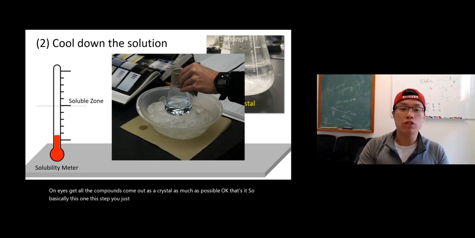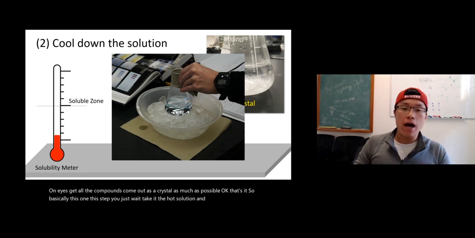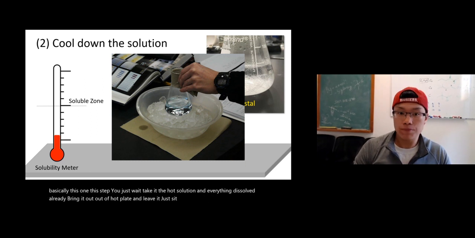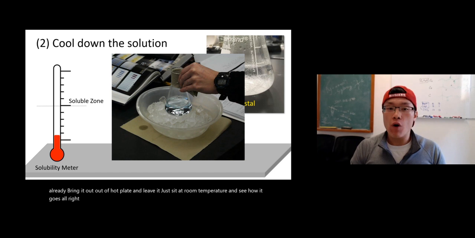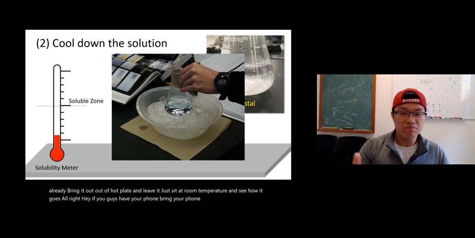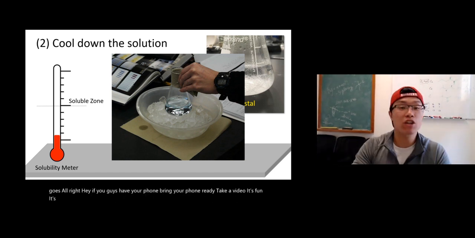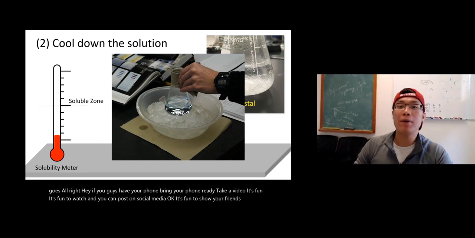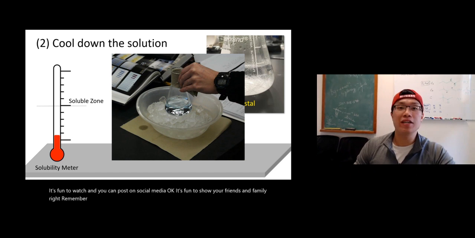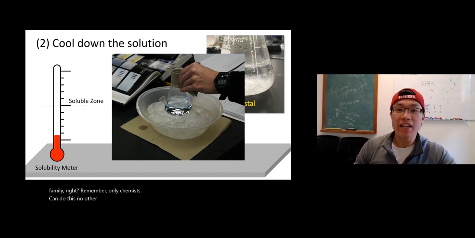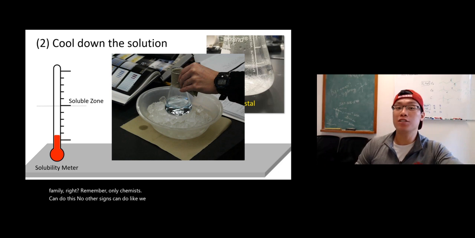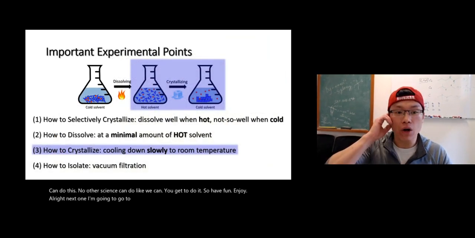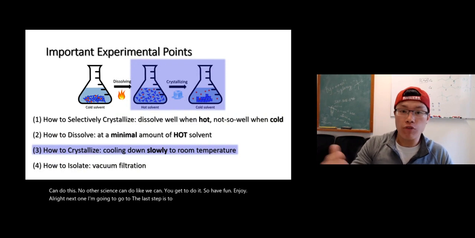Take the hot solution with everything dissolved already, bring it off the hot plate, leave it, just sit at room temperature and see how it goes. All right. Hey, if you guys have your phone, have your phone ready. Take a video. It's fun. It's fun to watch, and you can post on social media. Okay, it's fun to show your friends and family. Right. Remember, only chemists can do this. No other science can do it like we can. You get to do it. So have fun and enjoy. All right, next, the last step is to isolate the crystals from the solution.